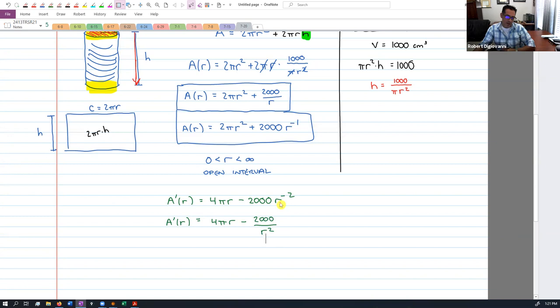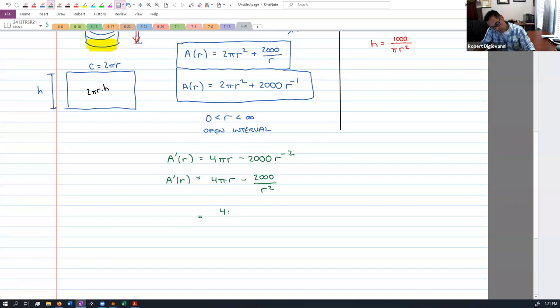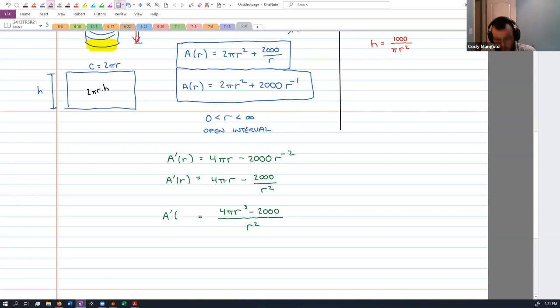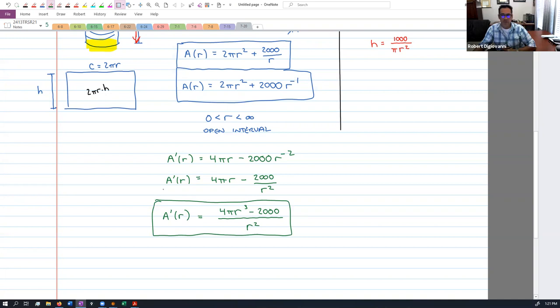I'm going to go even further than that. I'm going to make this 4 pi r cubed minus 2,000 over r squared. So what did I do there? Distributor, common denominator. I'm not showing that work because we've done it enough, just put r squared on top and bottom of this fraction. And now let's go figure things out.